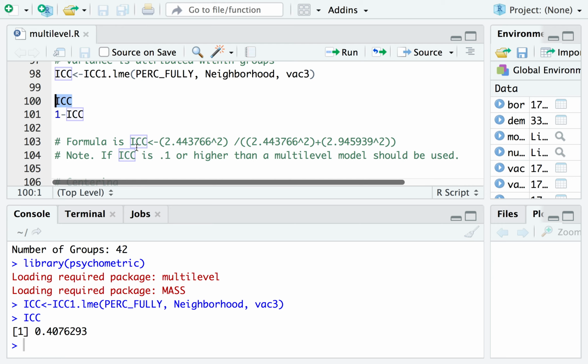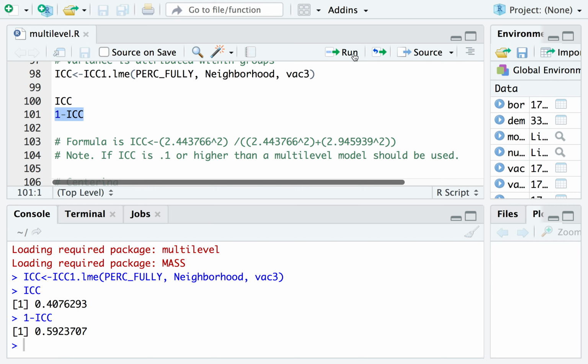by neighborhood. Now, in other words, you can subtract 1 minus the ICC, and that'll give you pretty much 60% of the variance is accounted for by the within-subject difference, or within the grouping of neighborhood, which is zip codes. And here's the formula right here. This is if you just wanted to calculate it without using the function.